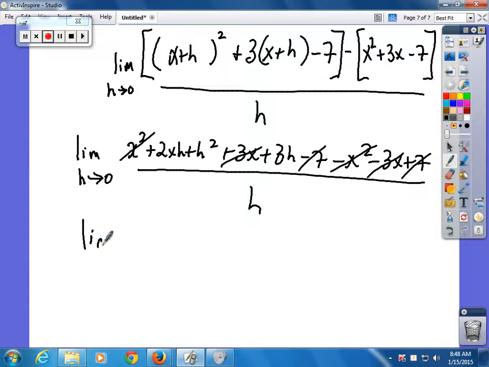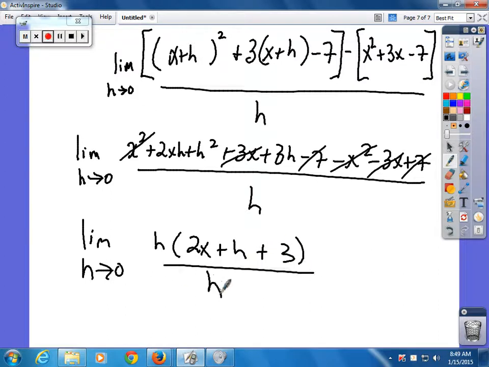So limit as h approaches 0. We'll go ahead and factor out an h. That's going to be 2x plus h plus 3 over h. And what do we do when we plug in that 0 for h? What happens to this h? It goes out. That's right, class. So what is the equation for the slope of the tangent line at any point on that curve? 2x plus 3.